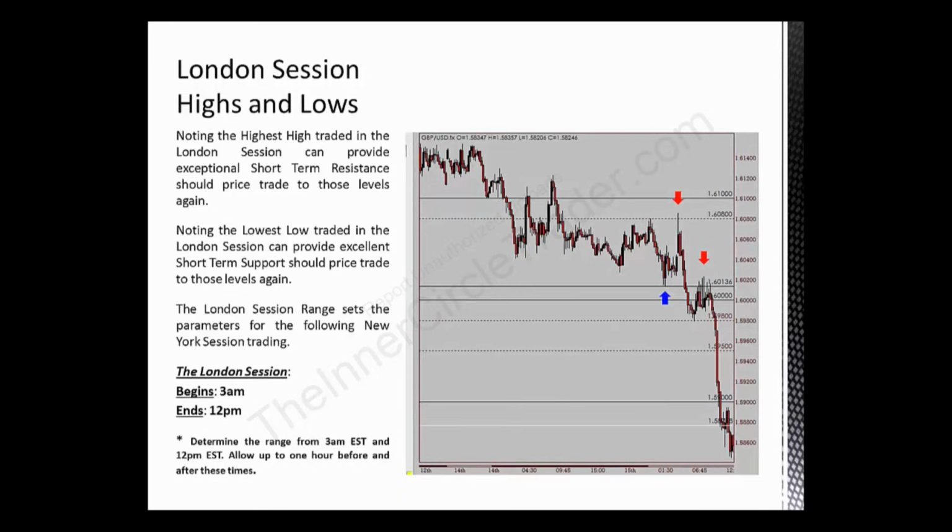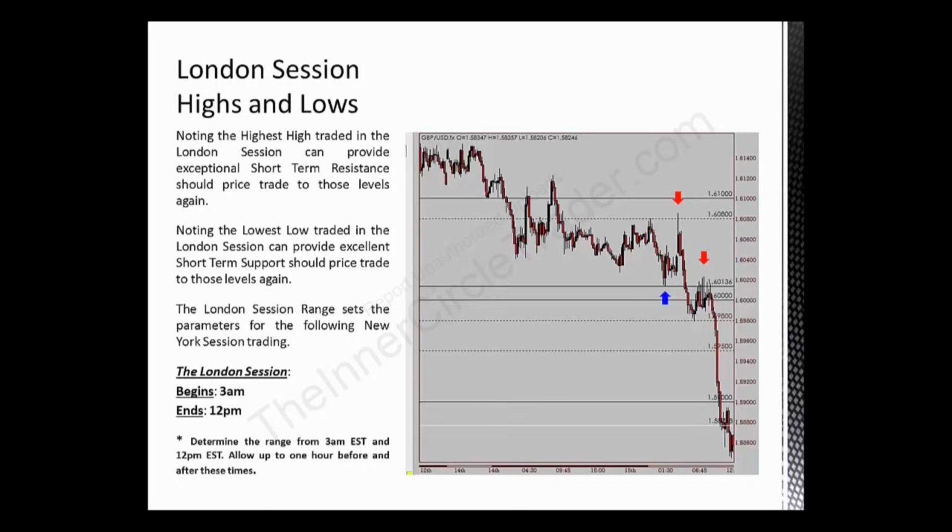Now, London session highs and lows are going to be very influential in terms of your New York trading. If you're a New York intraday trader, in other words, if you start your trading, okay, a lot of people can't get up during the London session. I don't know why. There's a lot of money to be made, and it's absolutely the best entries for the daily range if you're going to be trading it.